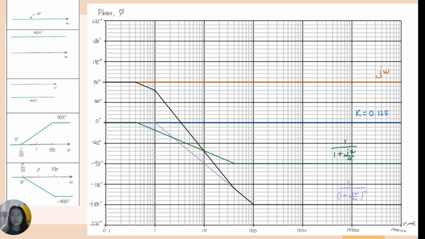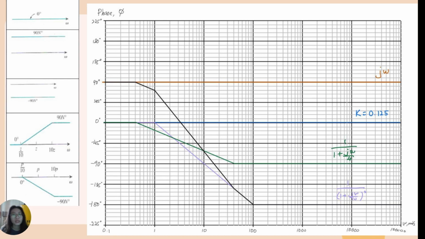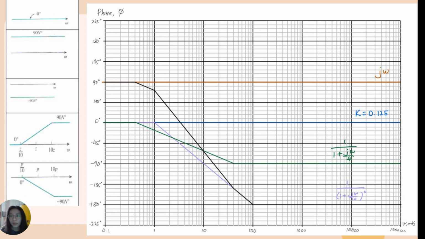After that, we will draw the resultant Bode plot. At 0.1 radian per second, we add them up and draw at 90 degree. At 0.4 radian per second, also draw at 90 degree. At 1 radian per second, plot a point at 72 degree. At 40 radian per second, we plot a point at negative 144 degree.